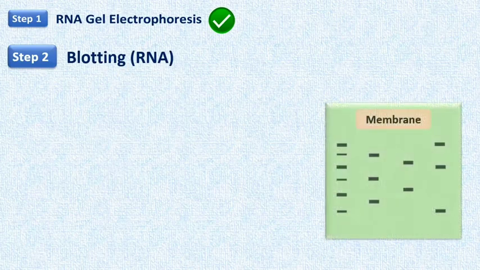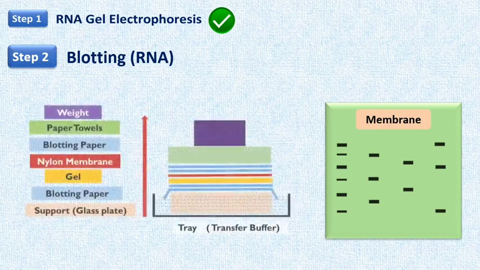The second step is blotting. The separated RNA molecules are now transferred from the gel to a suitable solid support, such as the nylon membrane. The method of transfer is similar to the traditional blotting method we discussed in southern blotting.